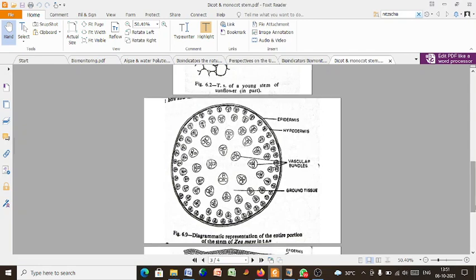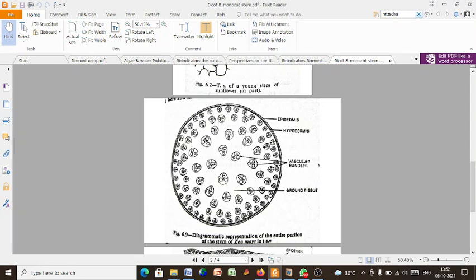Now the vascular bundles are scattered. What do we get in the case of dicotyledonous plants? They are arranged in a ring. And in the case of monocotyledonous plants, they are completely scattered. The vascular bundles are closed. This is the most important point.